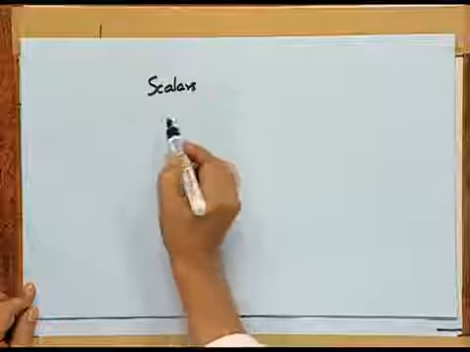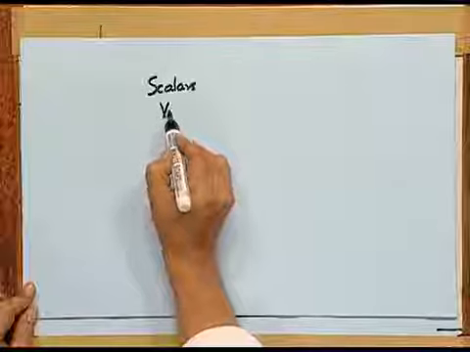I am Prabhakar. Today we will be discussing properties of vectors and their relevance in science and particularly in physics. Let us take for example, there are quantities in physics which are generally characterized as either scalars or vectors.